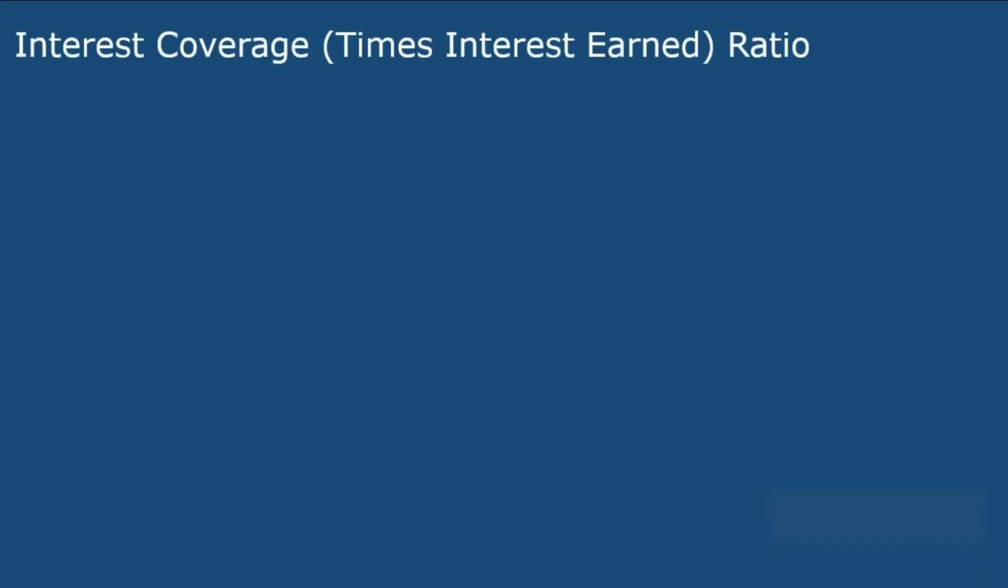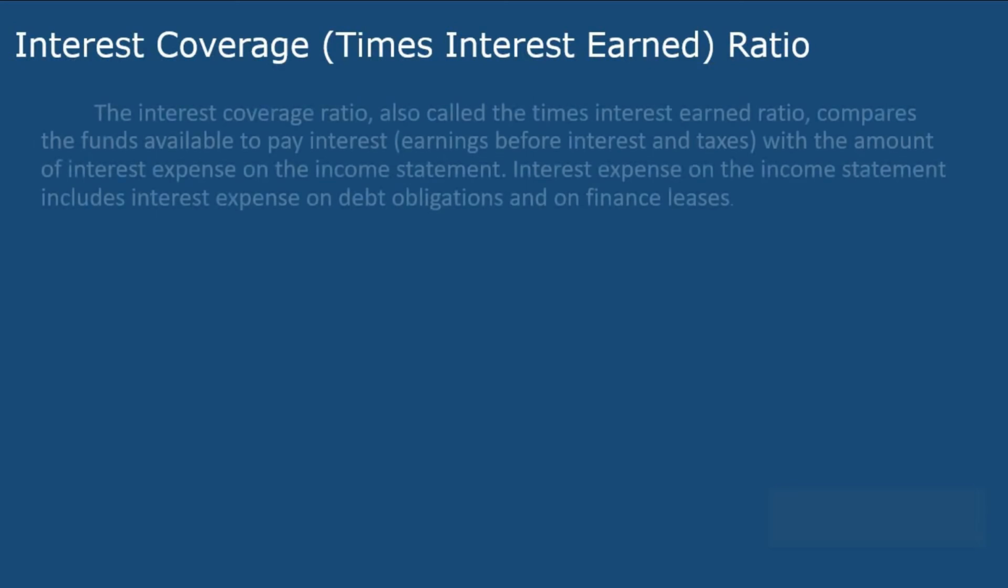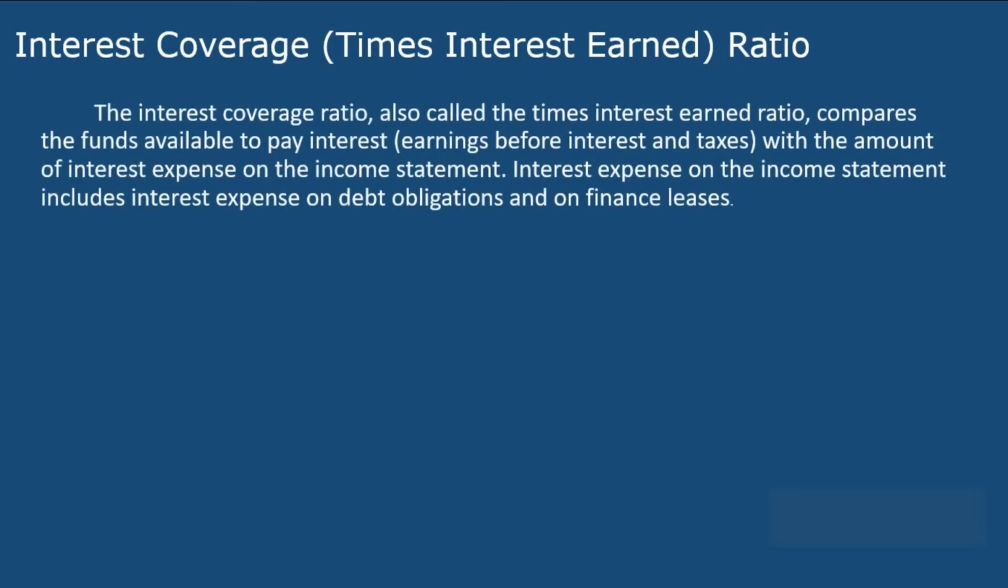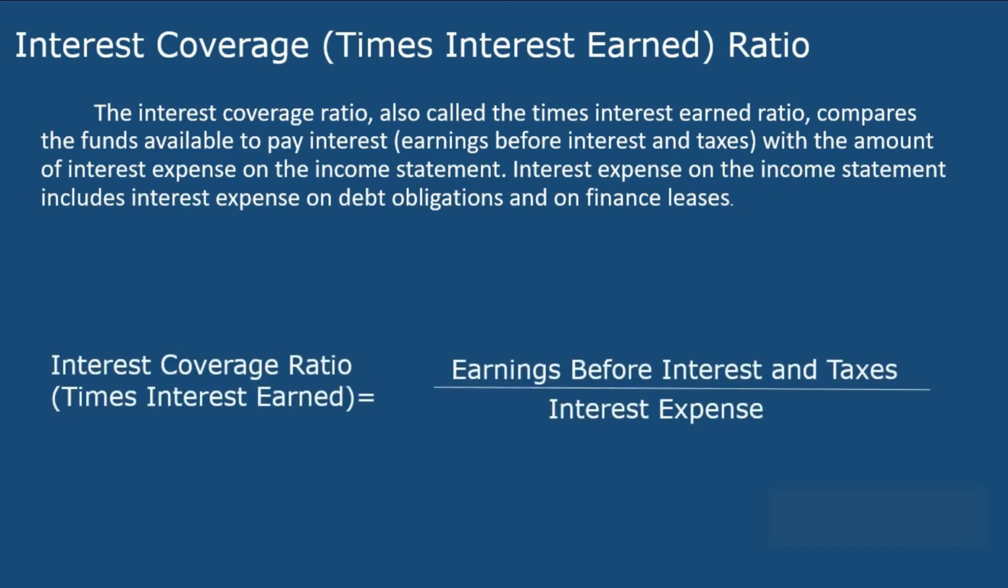Interest coverage or times interest earned ratio. The interest coverage ratio, also called the times interest earned ratio, compares the funds available to pay interest, earnings before interest and taxes, with the amount of interest expenses on the income statement. Interest expense on the income statement includes interest expense on debt obligations and on finance leases. The calculation of interest coverage ratio is earnings before interest and taxes divided by interest expenses.